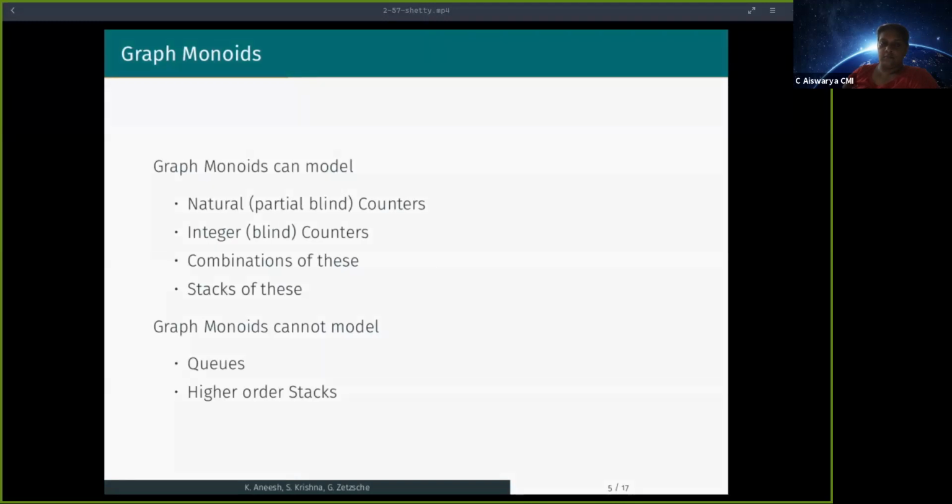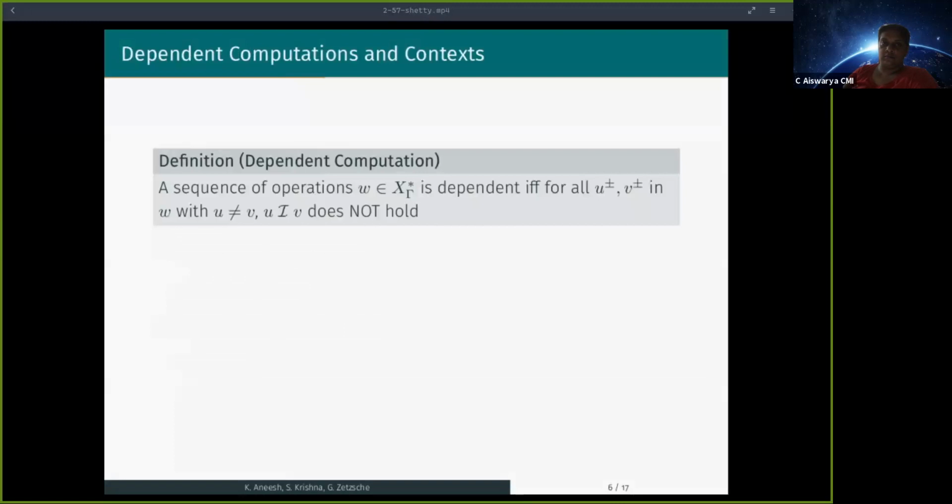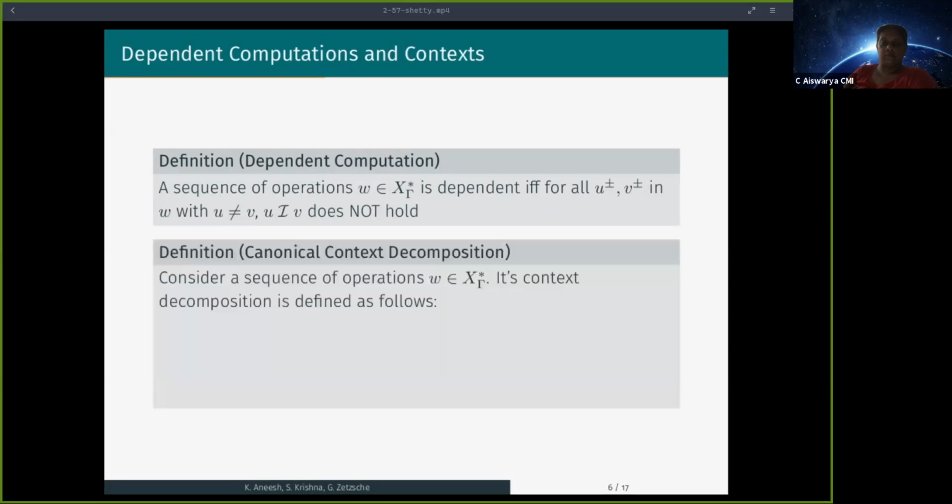Now we will see what it means for a computation to be dependent, and context decomposition in case of valence systems. A computation is dependent if all the distinct symbols in the computation are pairwise dependent, which means that they do not have an edge between them in the graph. In case of multi-pushdowns, context decomposition is fixed since dependence forms an equivalence class. This is not the case with graph monoids in general, and it can yield different context decompositions for the same word. Thus, we describe our canonical context decomposition inductively.